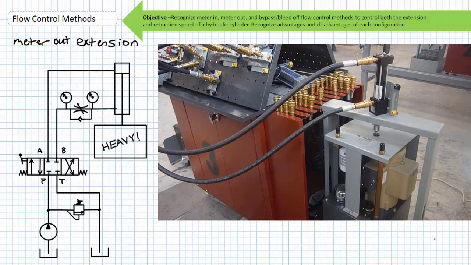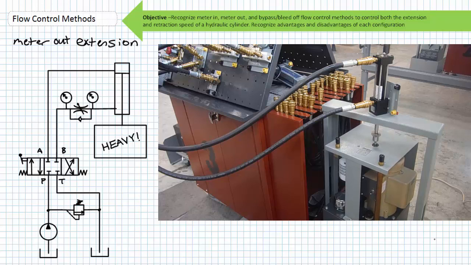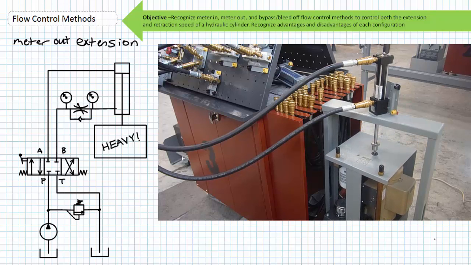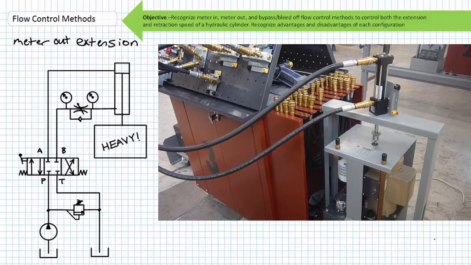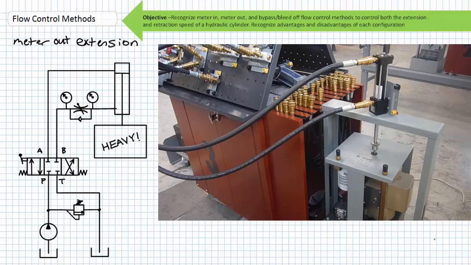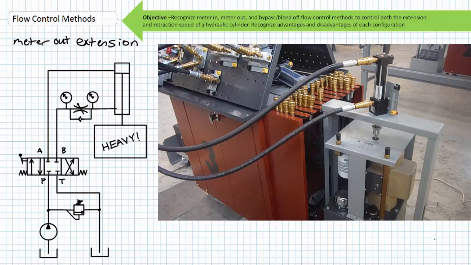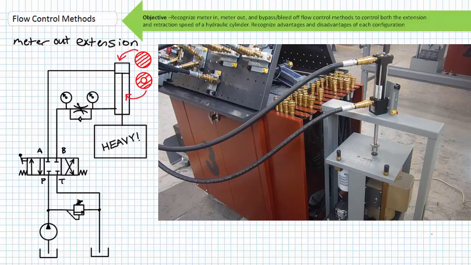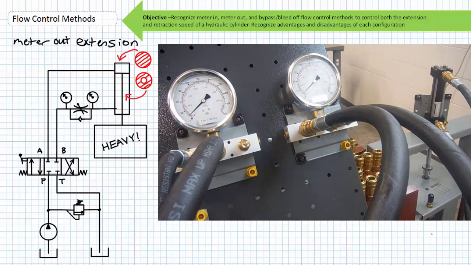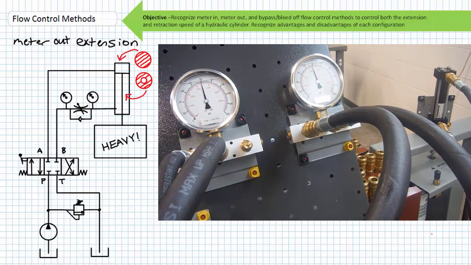A meter-out extension configuration is a much better fit for a cylinder oriented such that it lifts when retracted and lowers a suspended object when extended. Notice we can smoothly and safely lower the lifted object at whatever speed we desire. Consider, however, the pressure intensification occurring at the rod end in this configuration. Not only is input pressure from the cap end acting on our smaller rod end area, the weight is also acting on this same smaller area. Here's a shot of the gauges again reading input and output pressure of the flow control valve.